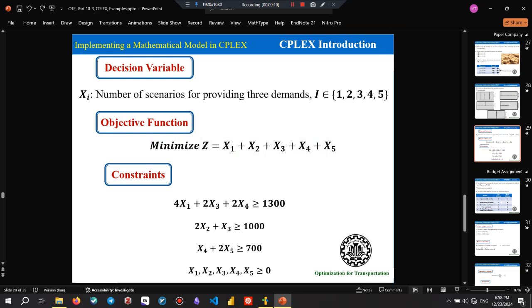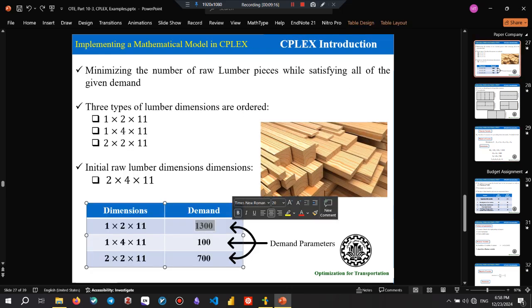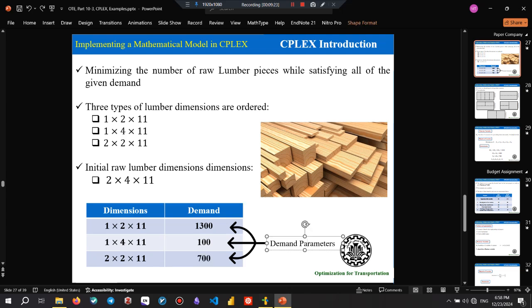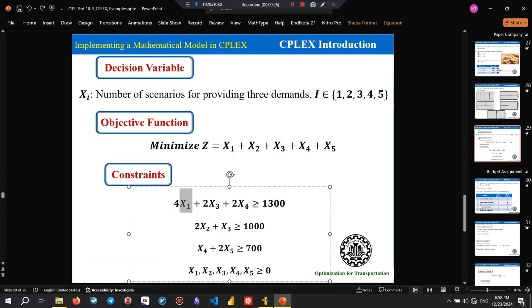And these three ones are representing the amount of demand that we have to satisfy for each of these types of lumber dimensions. And so these are demand parameters. And why did we try to use x1, x3 for the first one, x1, x3, and x4 for the first one? What is the reason for this one?